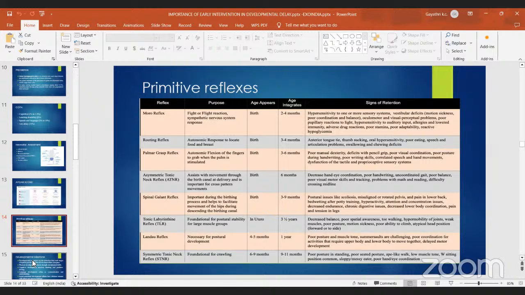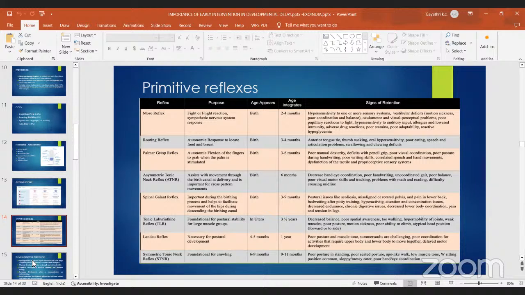The baby will know only textures and can identify things before one year only by touching; the baby can't express it otherwise. So it's very important to check the ATNR reflexes. Next is the spinal Galant reflex. It also starts at the time of birth, but it should disappear by the ninth month.